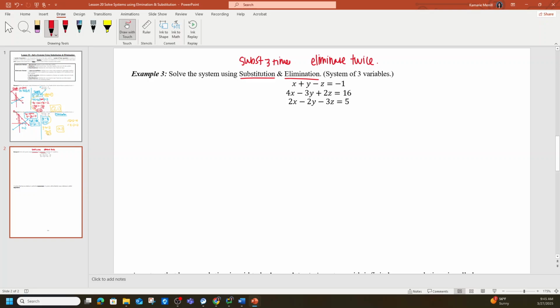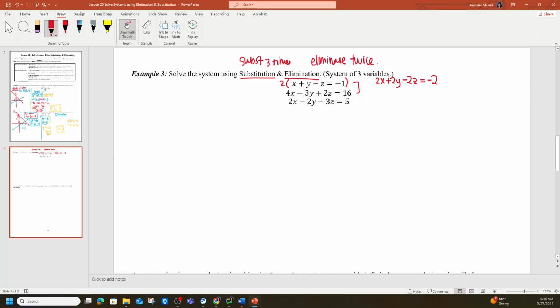Is there a variable you guys like the best to try to eliminate? Z looks like it's nice maybe with this equation. Yeah, because one's positive and one's negative. I like that, Taylor. Let's do that. So how would I manipulate it? What do you see? I would just multiply the first one by 2. Good. It looks like I can multiply everything by 2. It has to be both sides of an equation to keep it balanced. So this would become 2x. This would become what? 2y.